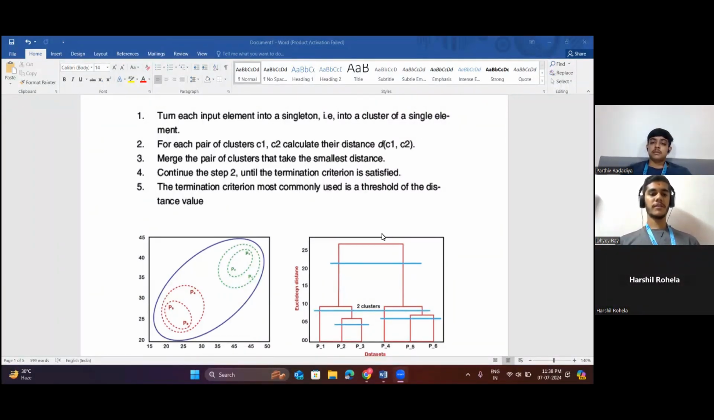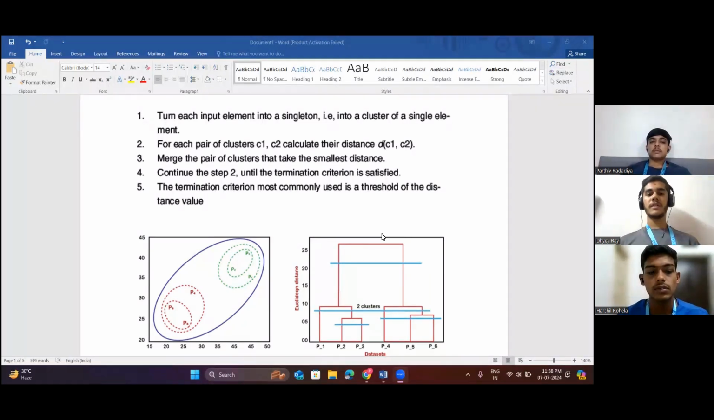Bottom-up approach is known as agglomerative. In this method we merge all the data points together, and the second one is divisive. In this, one bigger data point is considered and then it is further divided into small clusters. So first turn each input element into a singleton, a cluster of a single element.